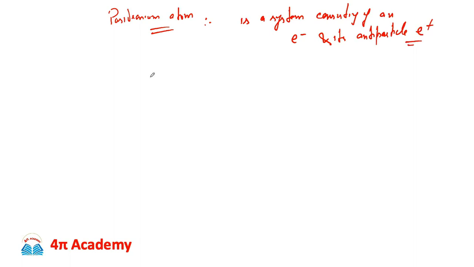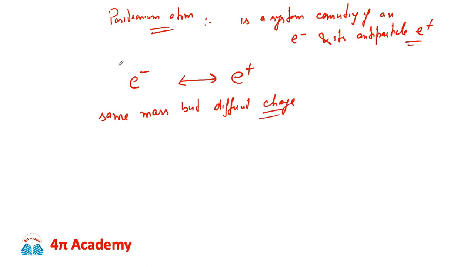Now the antiparticle of electron, that is positron. We generally represent electron as e negative, while the positron we represent as e positive. So what is the major difference between these two particles? Both these particles have the same mass but different charge. Electron has a negative charge, while the positron has a positive charge. Apart from that, both these particles belong to fermions, which have half integral spin.